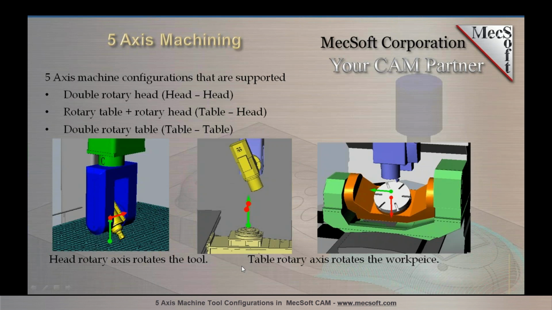The next configuration is a table-head configuration, where you have a rotary table. One of the axes is a rotational axis on the table, and the other is a head rotation. So there's just one rotational axis on the head and one on the table. This is a table-head configuration. And then you have the table-table configuration, where both rotations are on the table, like a trunnion type of setup, where the part is oriented or rotated to different angles depending on the type of operations you program. These are the 3 different types of 5-axis machine configurations we currently support in our 5-axis module.